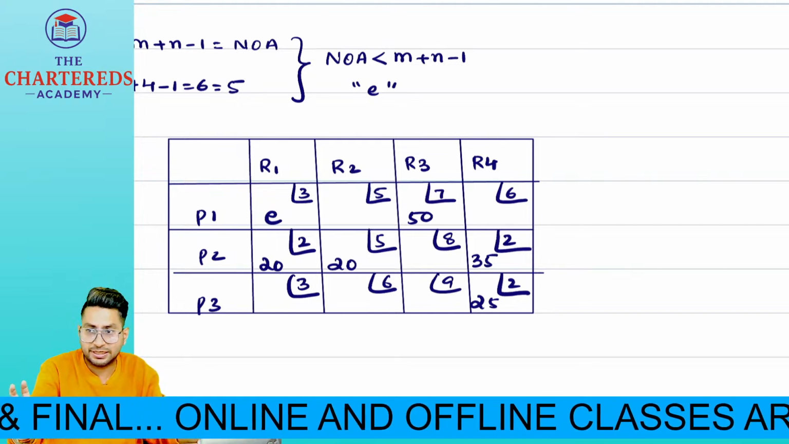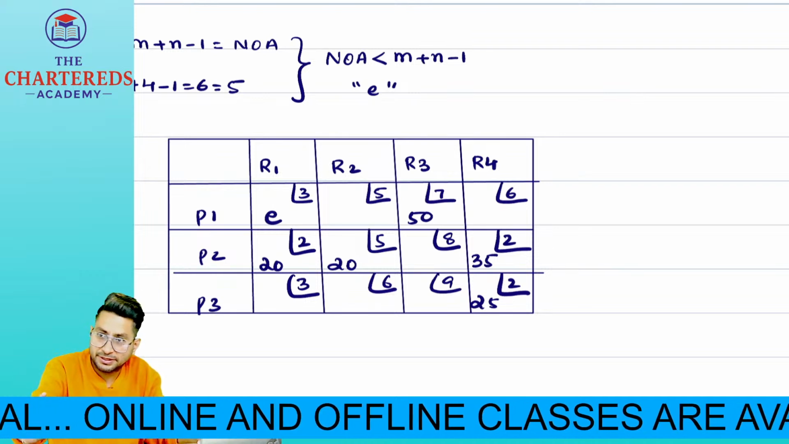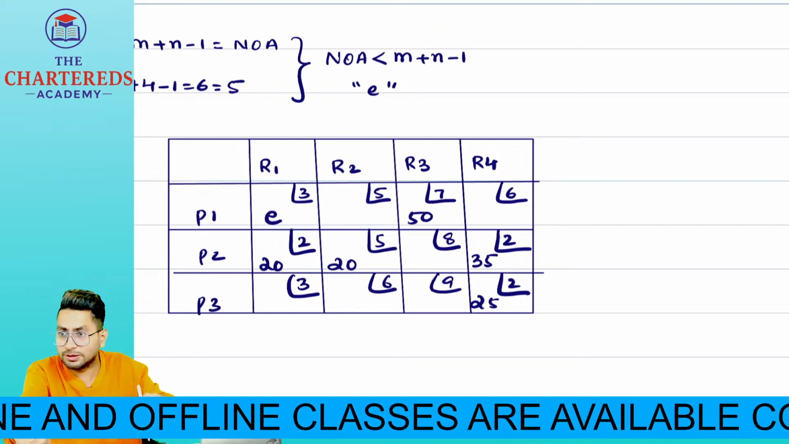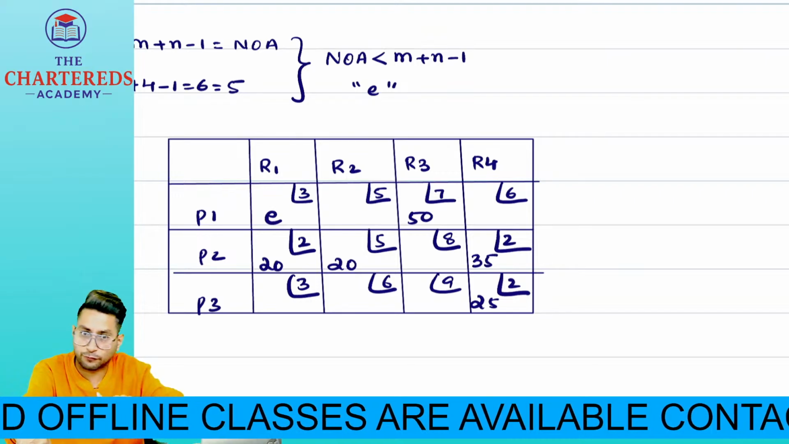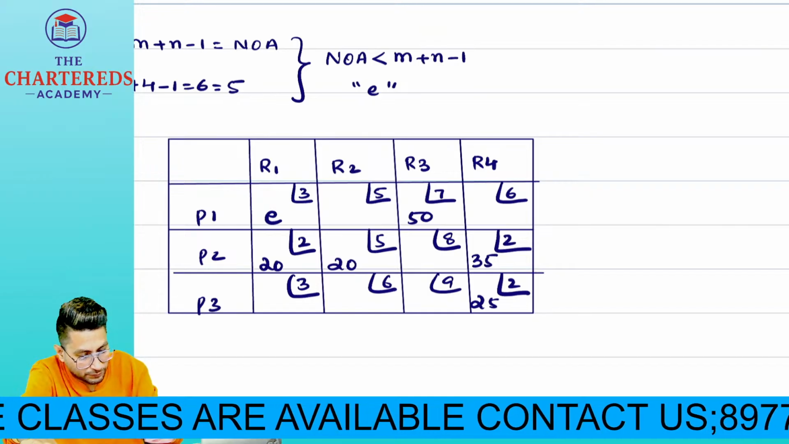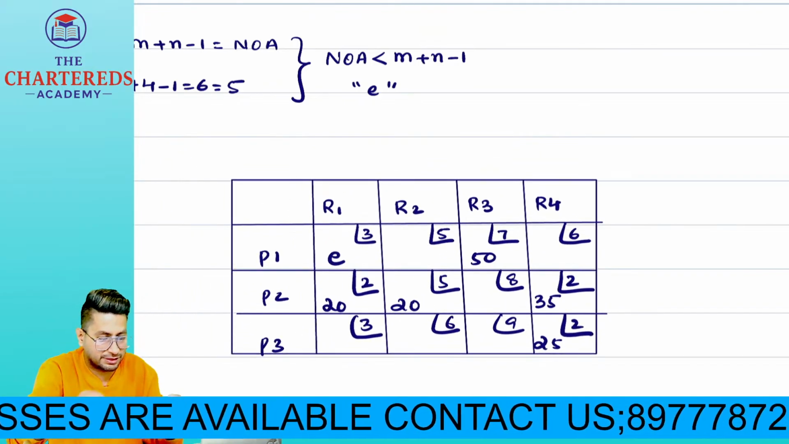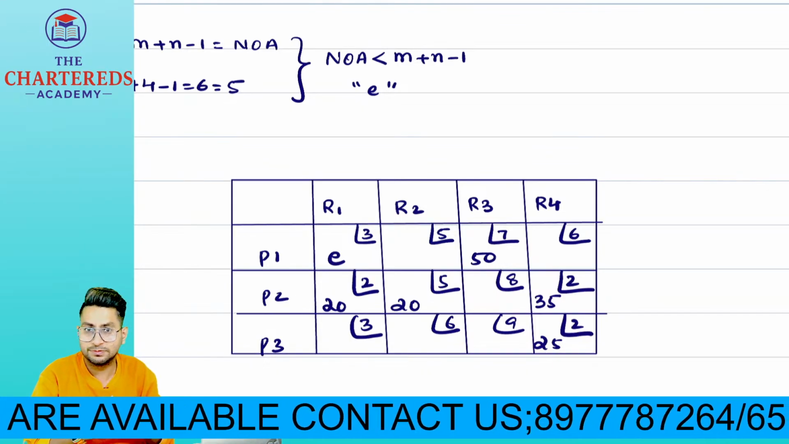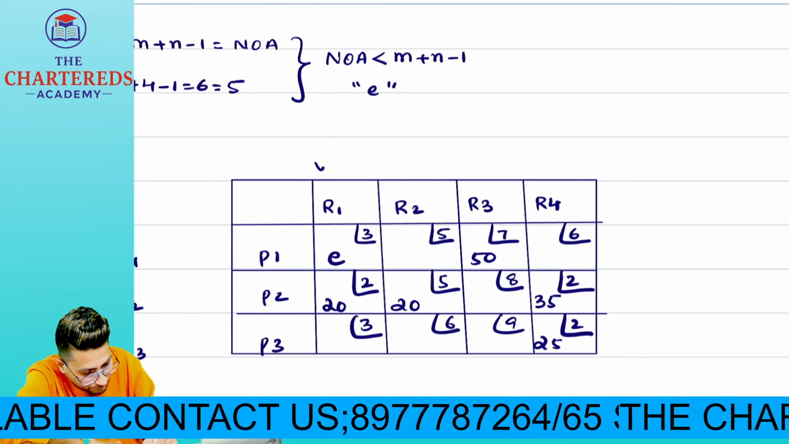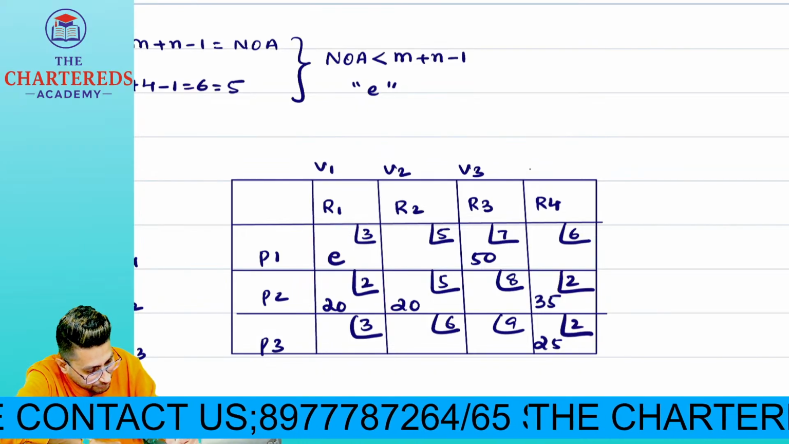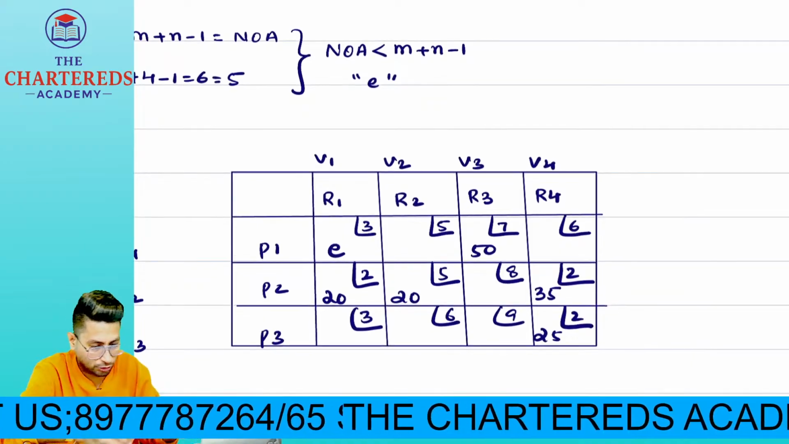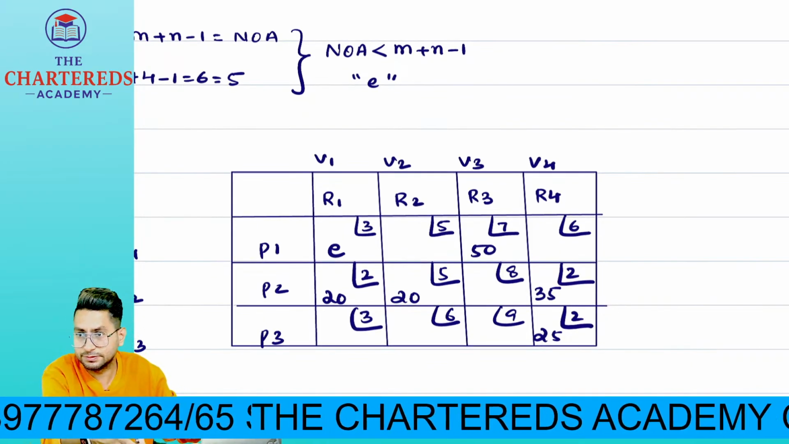So what are the three conditions? First check unallocated, then check lowest cost, and then check independent. How do you check whether it is independent or not? If loop is formed, you don't keep an epsilon. If loop cannot be formed, create an epsilon. Like this you remember. Now, once m plus n minus 1 is equal to number of allocations, now again what you have to do? u1, u2, u3, v1, v2, v3, v4. Same procedure, same steps you have to repeat now again. Clear? Copy. From now you copy along with me.